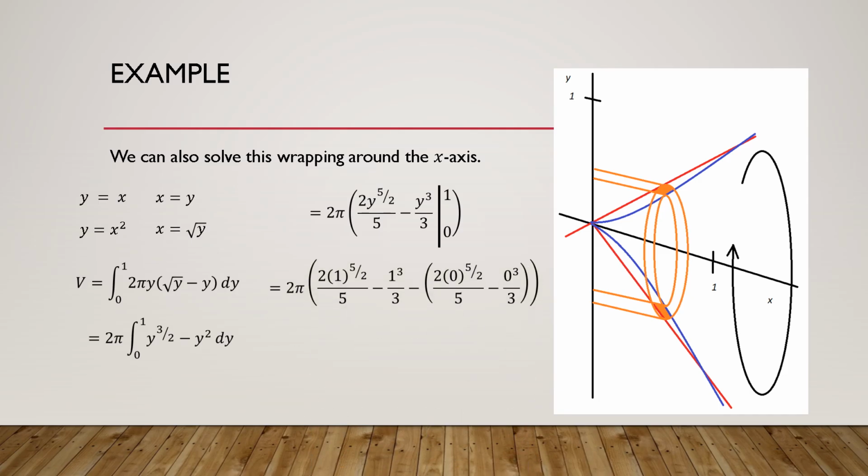Then we get 2 pi times the quantity of 2 times 1 to the 5 over 2 over 5 minus 1 to the 3rd over 3, minus the quantity of 2 times 0 to the 5 over 2 over 5 minus 0 to the 3rd over 3. When we simplify, we get 2 pi times the quantity of 2 over 5 minus 1 over 3, or 2 pi times 1 over 15, or 2 pi over 15, or approximately 0.419 cubic units of volume.